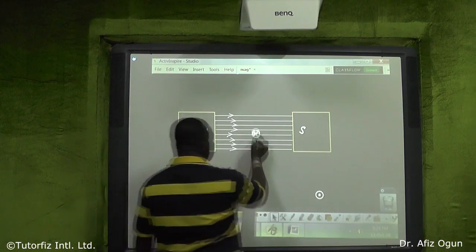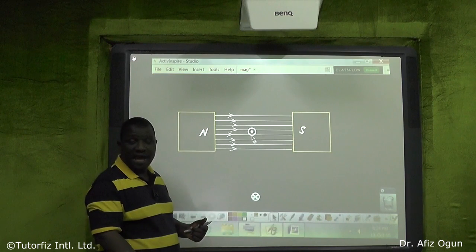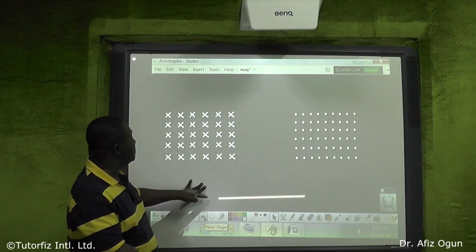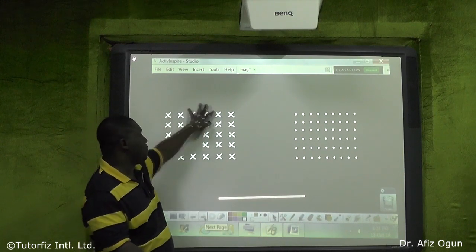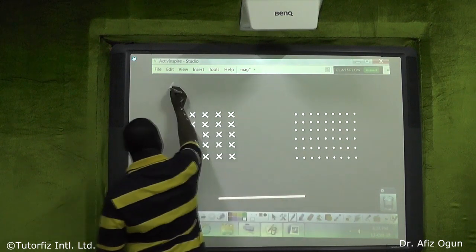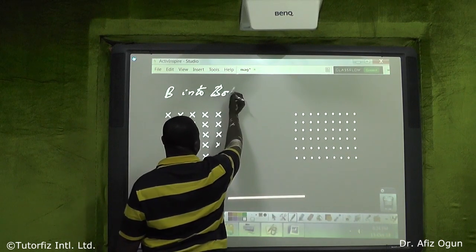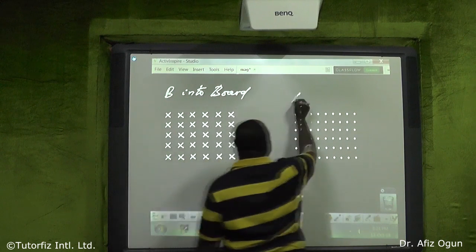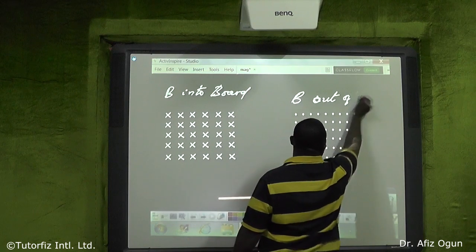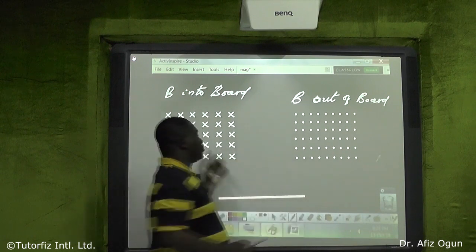And if the current is coming out, you know what to do. Place this there and you do the same thing using Fleming's left-hand rule. So when it is like this, that means this is magnetic field for you. Magnetic field here is going into the board. Magnetic field B into board. Magnetic field out of board, out of my board. This is coming out, this is going in.